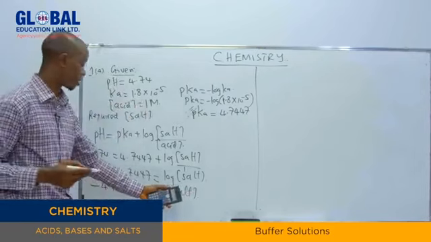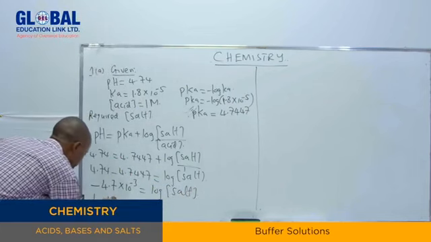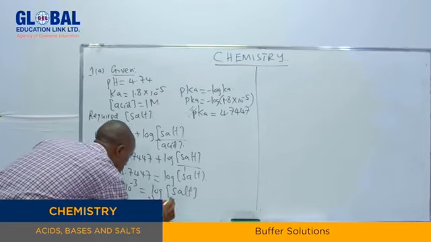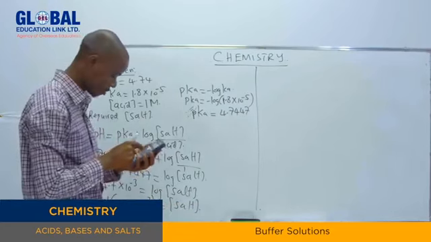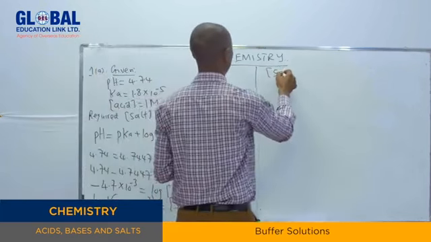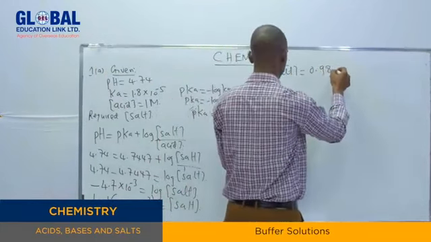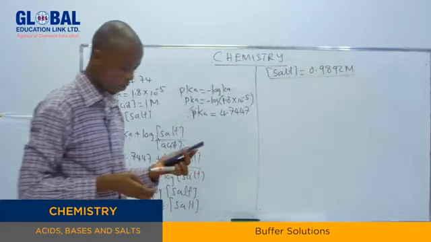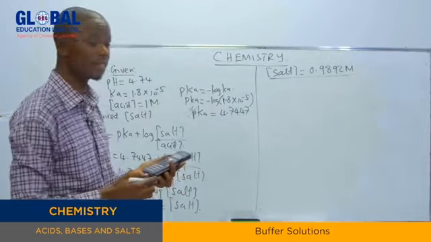Now, to get the concentration of the salt, you inverse the logarithm. So log inverse of negative 4.7 times 10 raised to -3 equals the concentration of the salt. Now you take your calculator, inverse logarithm of the answer. You are going to get the following, which will be equal to 0.9892 molar. So this is the concentration of the salt. That is number one.